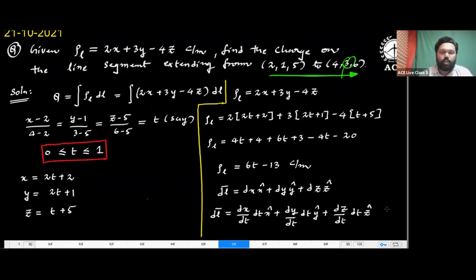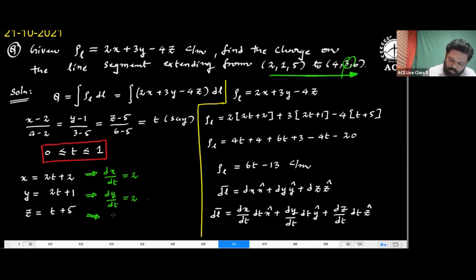Clear? So what is this dx by dt? dx by dt is 2. dy by dt is 2. dz by dt is equal to 1. Let me turn the page here. So what happens to the dL?